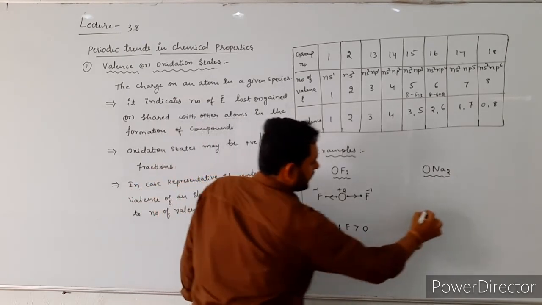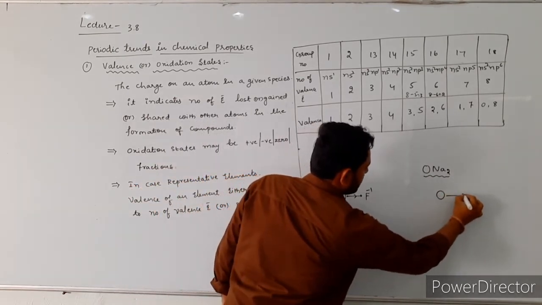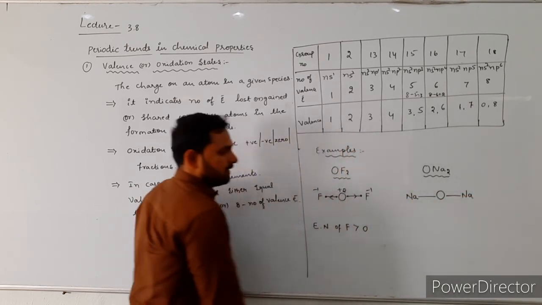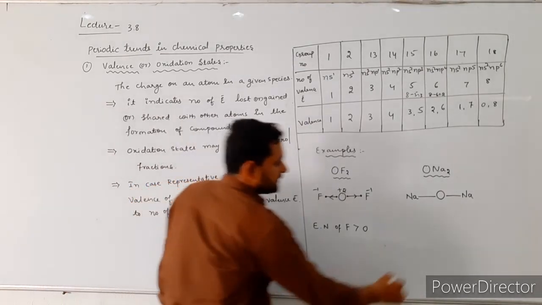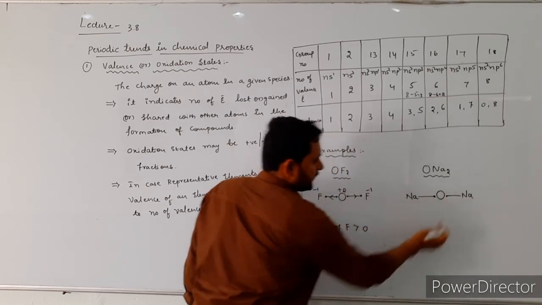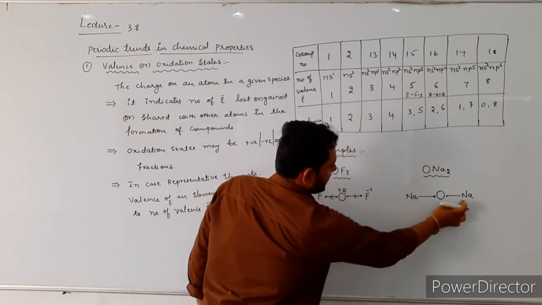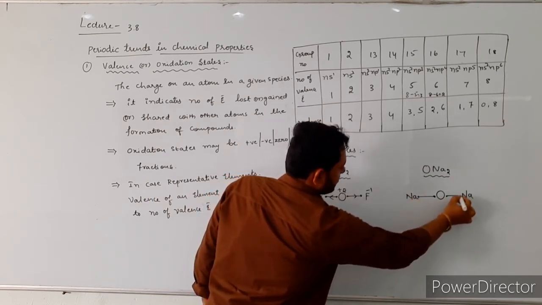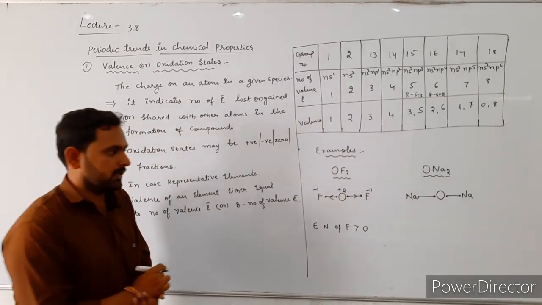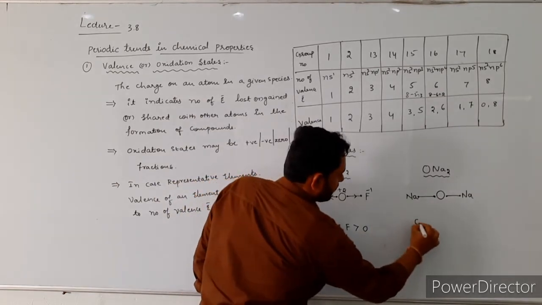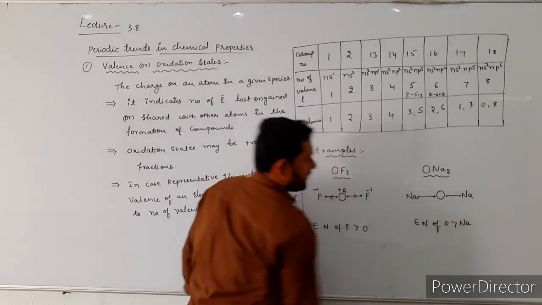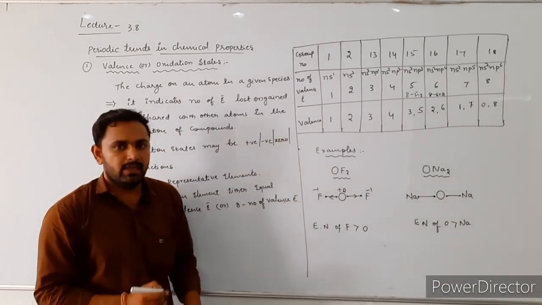Na2O molecule. Here also oxygen is combined with 2 sodium atoms. Here oxygen shares 2 electrons with 2 sodium atoms and each sodium atom shares 1 electron with oxygen. In this molecule, which has more electronegativity, oxygen or sodium? The electronegativity of oxygen is greater than sodium, right? Oxygen is more electronegative than sodium.